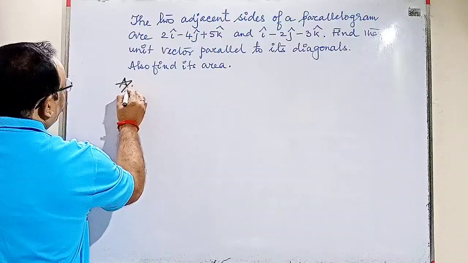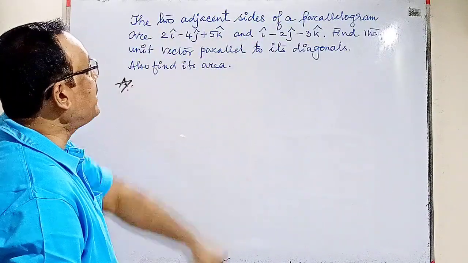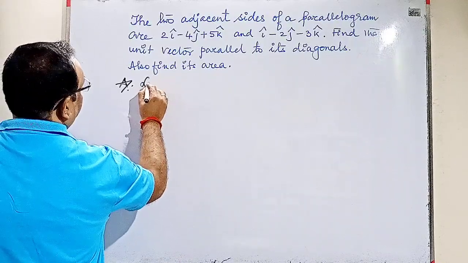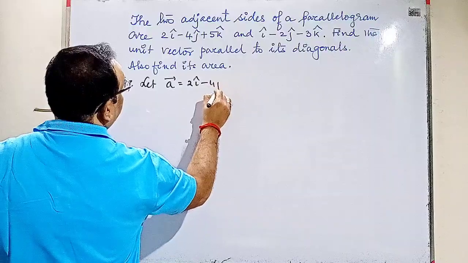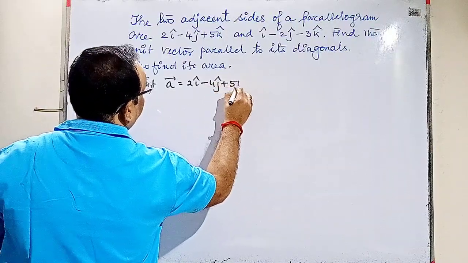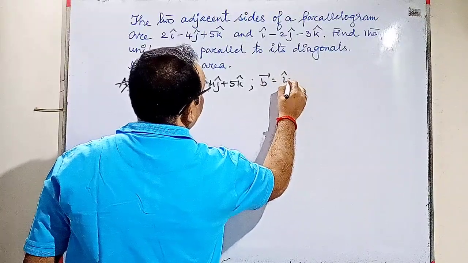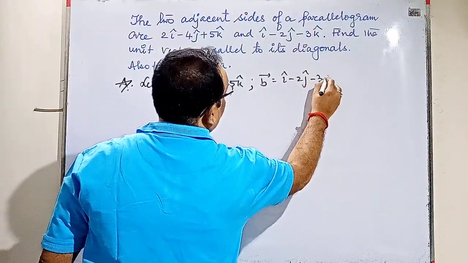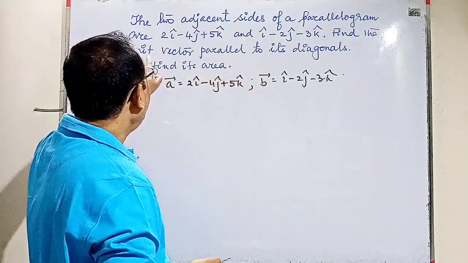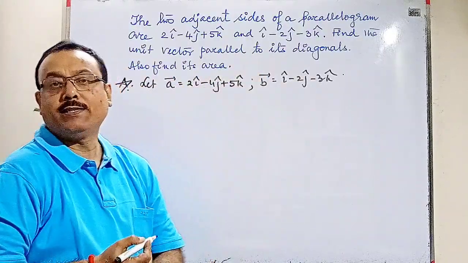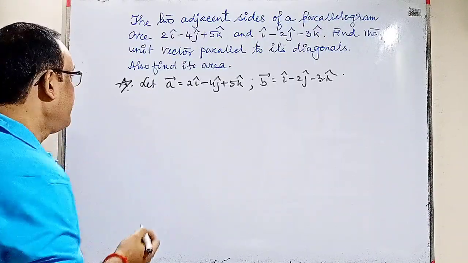How do we go about it? The two adjacent sides are given. So let these two adjacent sides be A and B. Let vector A be equal to 2i minus 4j plus 5k and vector B be equal to i minus 2j minus 3k. Now we need to find the unit vector parallel to the diagonals. Now when the adjacent sides are given, how can I find the diagonals?